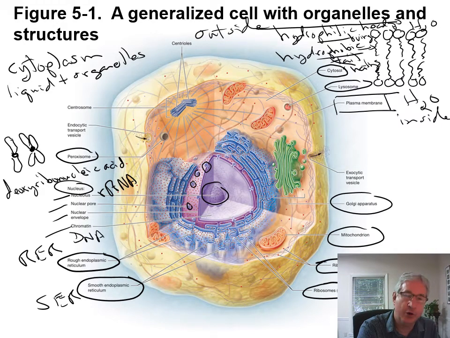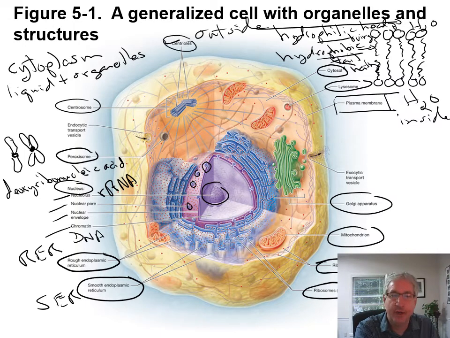So ribosomal RNA. Then we have a couple other things. We have a centrosome, which is composed of 2 centrioles. And those are used in cell division. So you don't really see them, they're not all that useful at any other time. So that's a centrosome and centrioles. And we have an endocytic transport vesicle and an exocytic transport vesicle.